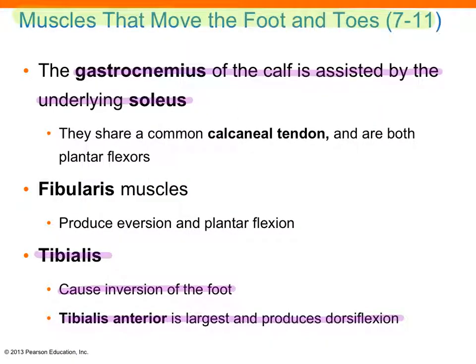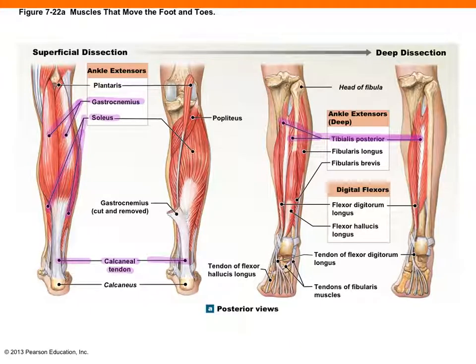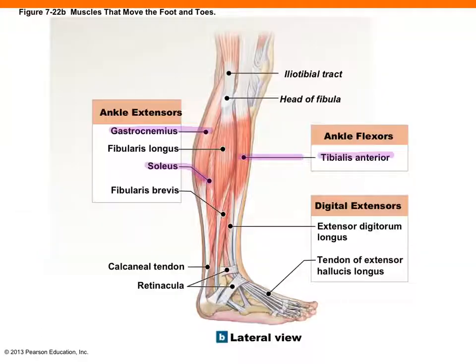Now let's move on to the muscles of the foot and toes. The gastrocnemius of the calf is assisted by the underlying soleus. They share the common calcaneal tendon and are both plantar flexors. The tibialis posterior causes inversion of the foot, and the tibialis anterior is the largest and produces dorsiflexion. Again, we have the image here of the leg, and you see the muscles identified. Make sure you can identify these muscles.